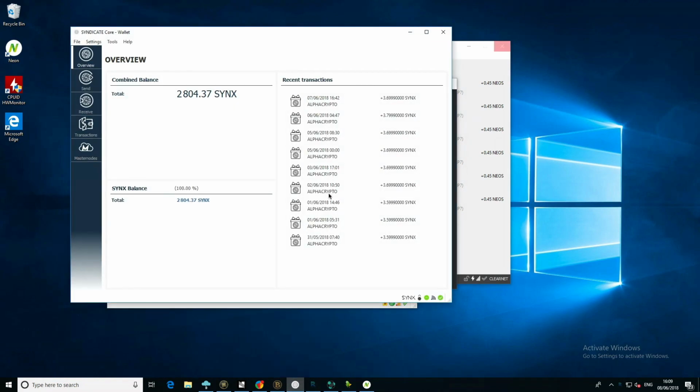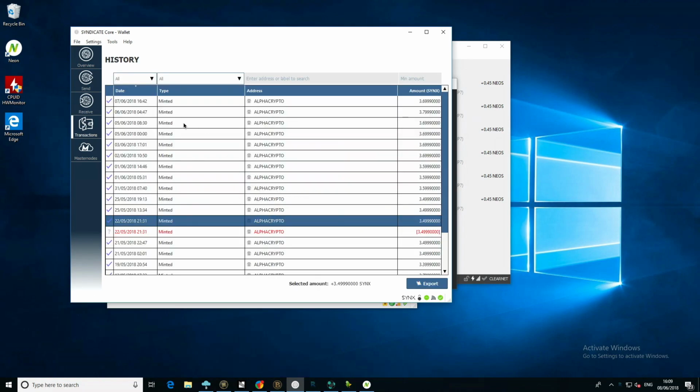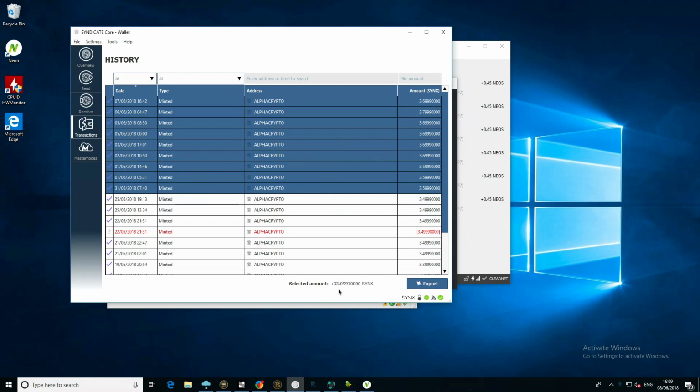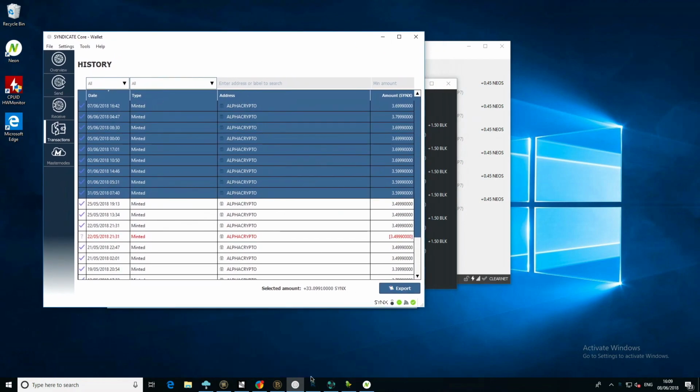Syndicate, that's a good and healthy amount of stakes, I believe. So since the 30th, we've got 1, 2, 3, 4, 5, 6, 7, 8 stakes. And I found out something quite cool with the Syndicate wallet. If you click and hold shift, it actually calculates your selected amount. So that's how much we staked for this week, so 33.09. Not all wallets have this selected amount, by the way, only the Syndicate wallet. It's quite a nice addition.